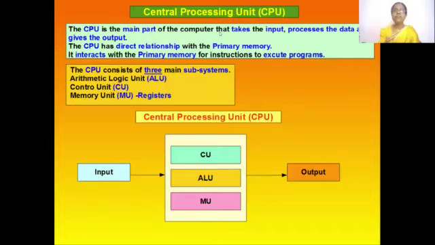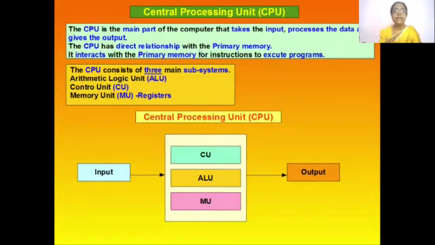This is the last part of your class, which is the central processing unit. Of all the parts of the computer, the most important is the central processing unit, because it processes all the information that you type. It gets into the processing unit and then you see it on your monitor. The central processing unit takes the input, processes the data and gives you the output. So this is the CPU.